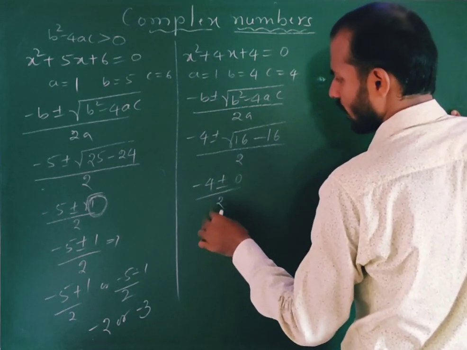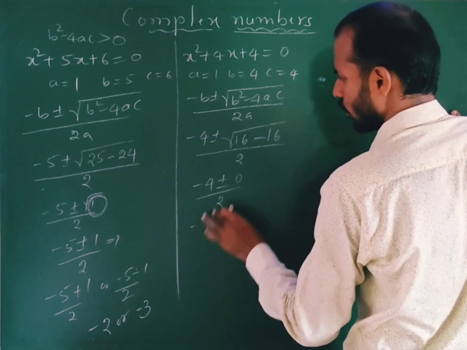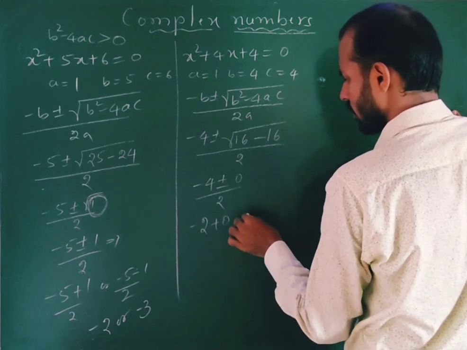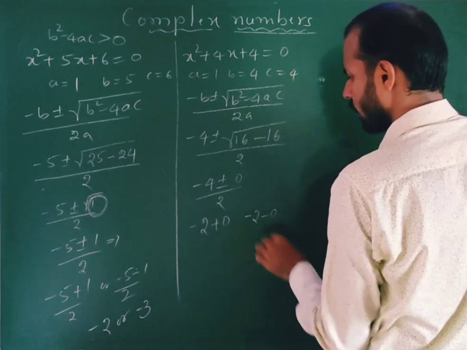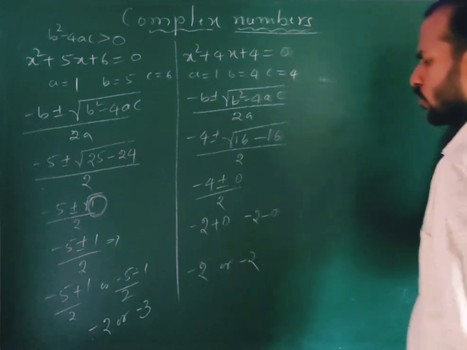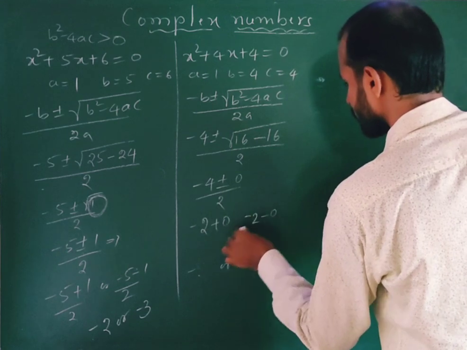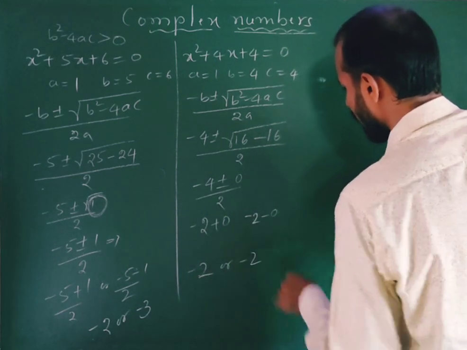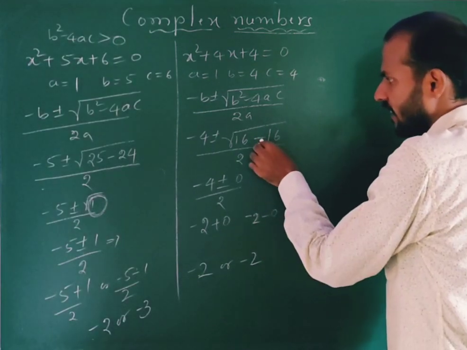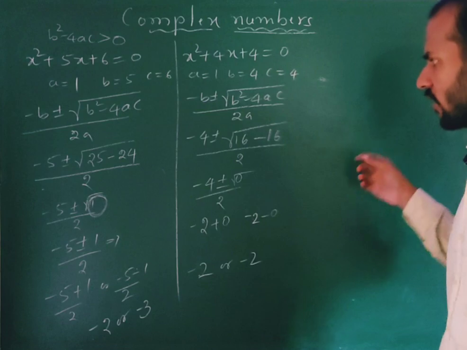Now minus 4 by 2, 2 1s are 2, 2 2s are 4. Minus 2 plus 0, minus 2 minus 0. It means what? Minus 2 or minus 2. When b square minus 4ac is 0, this is the root value we are getting here.